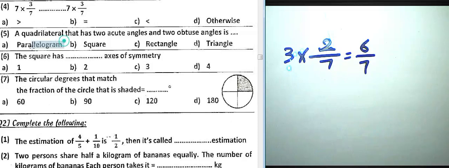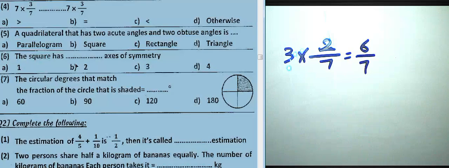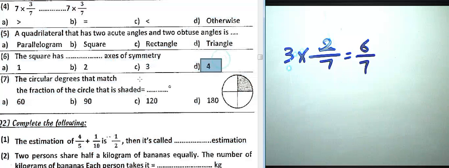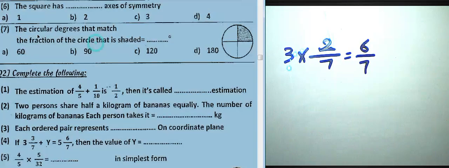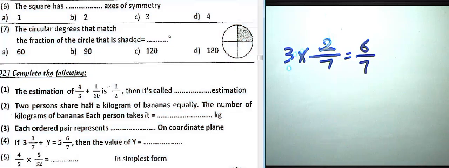Parallelogram. Parallelogram is a quadrilateral that has 2 acute angles and 2 obtuse angles. Question 6. The square has space axes of symmetry: 4. Circular degree that matches the fraction of the circle that is shaded here: a quarter of a circle equals 90 degrees.